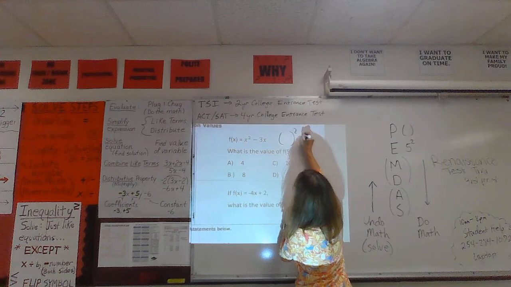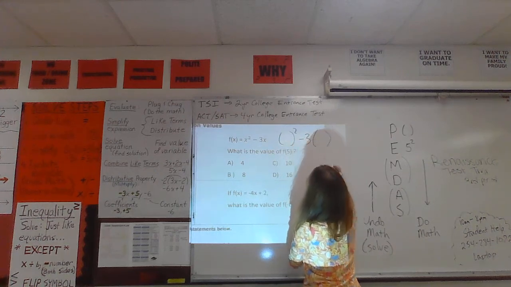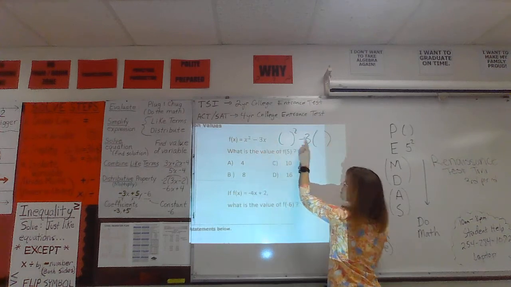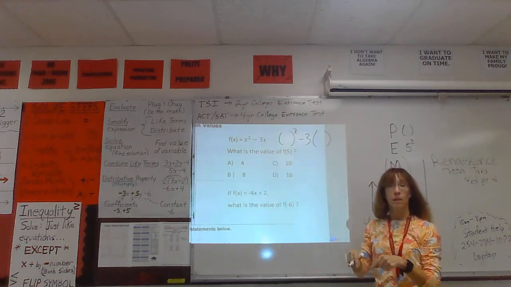X squared minus 3 times x. So here's my x squared minus 3 times x. I put parentheses where the x's are. Drop the number inside.